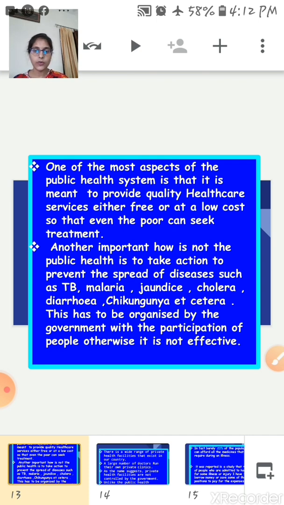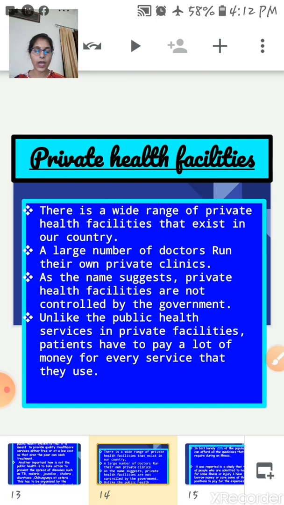Okay, now let's move on to the next one, private health facilities. As the name suggests, these facilities are not controlled by the government. Just note down this point. Private health facilities are run and set up by individuals and corporates. In India, there is a wide range of private healthcare facilities, and a large number of doctors run their own private clinics.